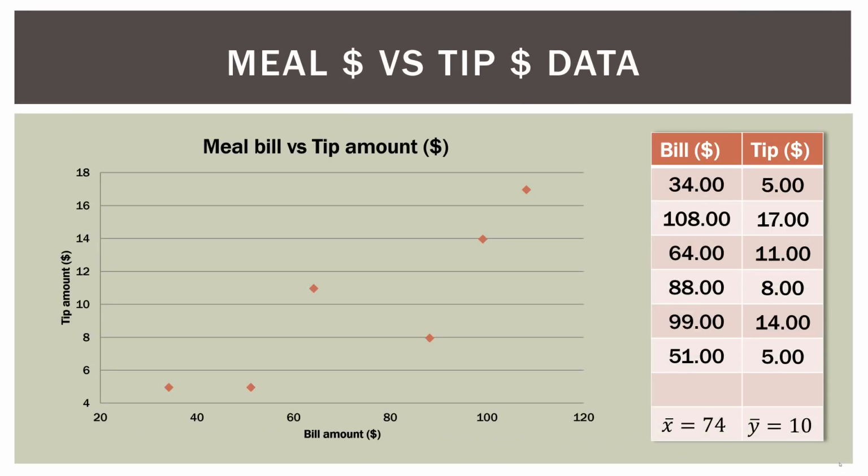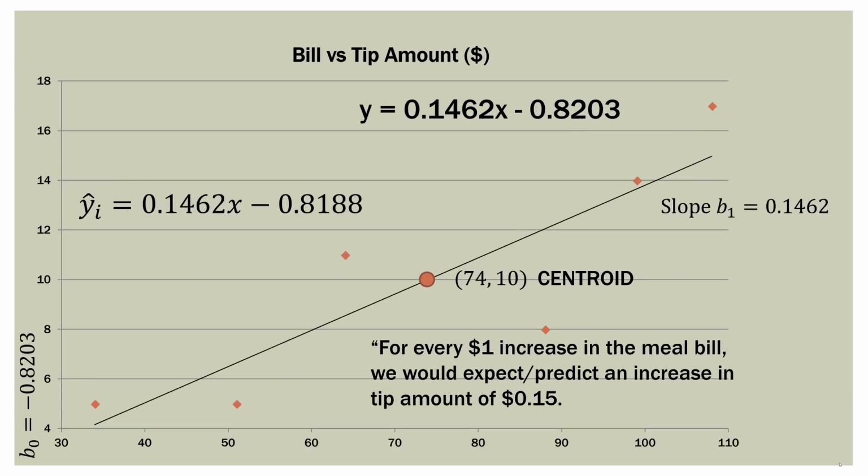So here's the data we've been using. I'm not going to go into it. I've used this on several previous videos in regression. So we have bill amount and tip amount. It's just a scatter plot of those two variables. This is the regression model that we get when we perform the analysis. So y equals 0.1462x minus 0.8188.